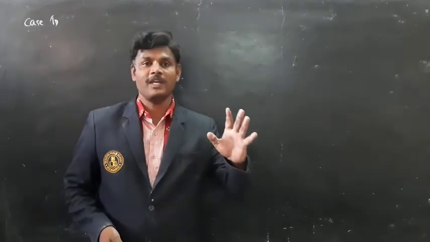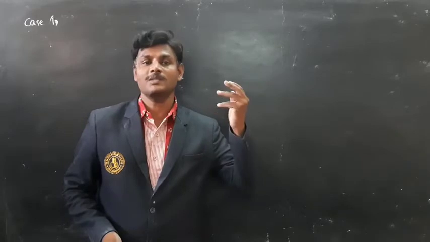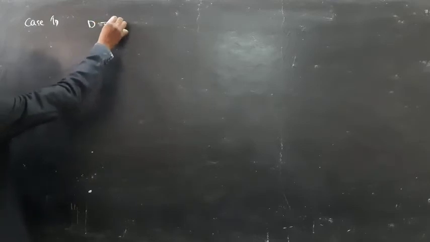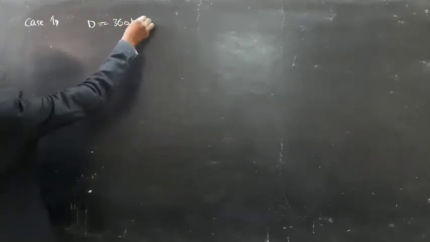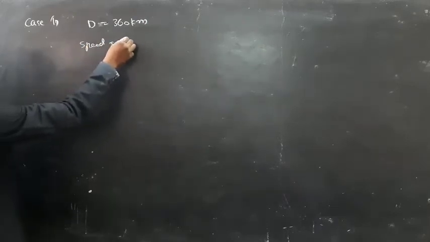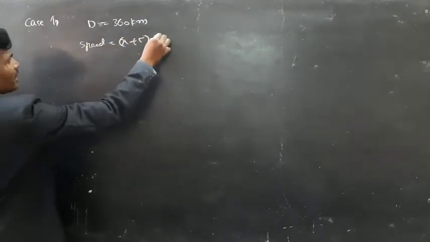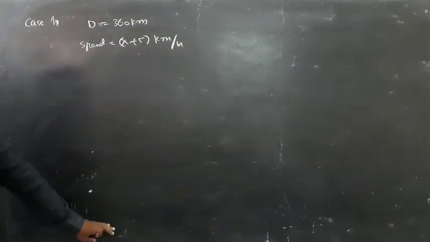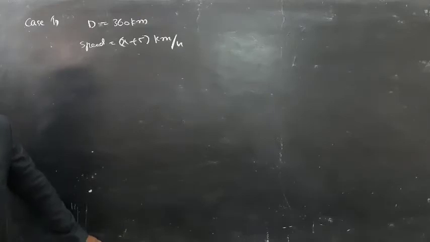Here case 2. What is case 2? The speed of the train is increased by 5 kilometers per hour. So in case 2, the distance does not change. So the distance is 360 kilometers. But the speed of the train is x plus 5 kilometers per hour. In case 2, the speed of the train is x plus 5. Why? Because 5 kilometers increased.